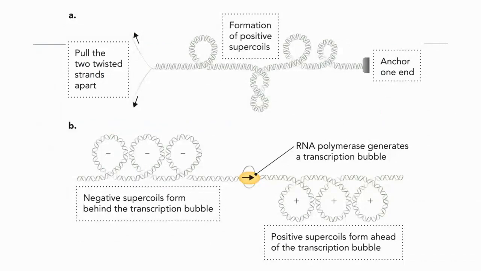Okay, and then here is, for example, during replication, you open up the double helix, then you can introduce the positive supercoil in front of the replication, or even if you open up for transcription, there will be the same opening up, introducing the positive supercoil.